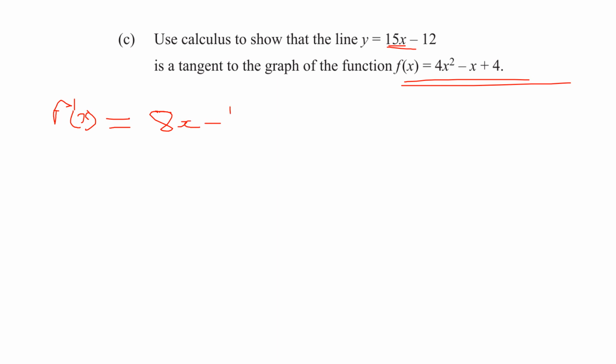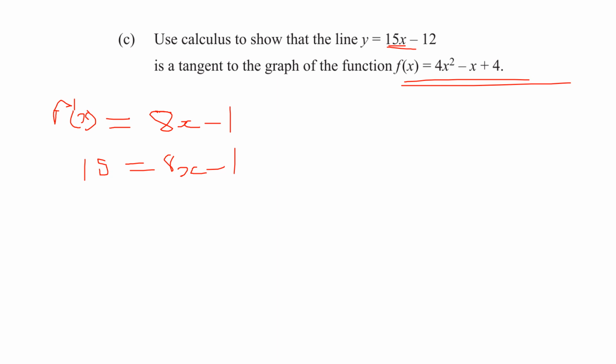Minus 1. And we know that 15 is equal to 8x minus 1, right? So we want to find out what value of x we have. We just want to find out the coordinates of the point where the line passes through.